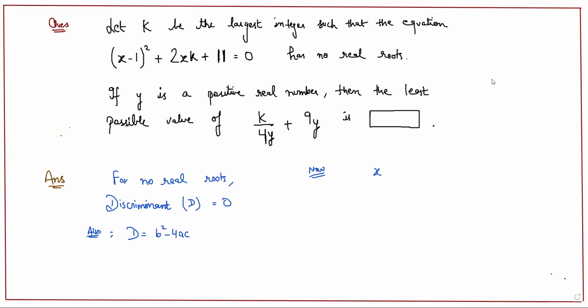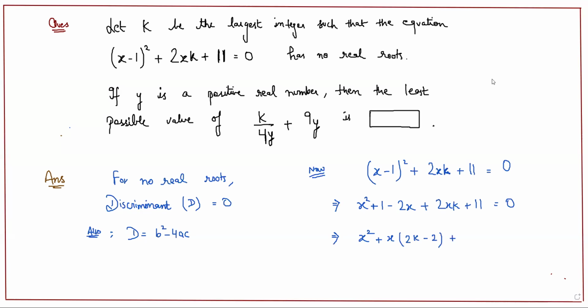Let's simplify the quadratic equation given to us. The quadratic equation is like this. So I'm just expanding the brackets now. It would be x square plus 1 minus 2x plus 2xk plus 11 equal to 0. And I can simplify it like x square plus x common 2k minus 2 plus 12 equal to 0. So this is my quadratic equation given in the question format. Now I have to find what is a, b and c. So quadratic equation is written in this format.